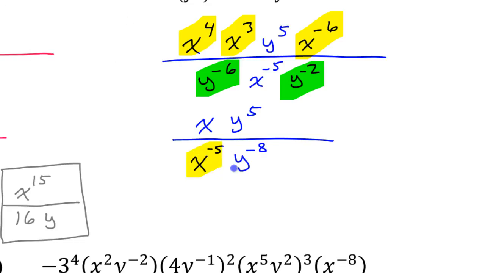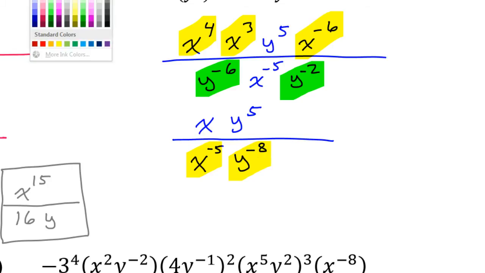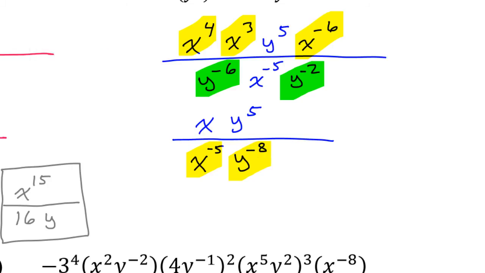Okay, so both of these have negative exponents, so both of these are going to wind up moving. So this needs to go up, and I'm going to wind up with x to the 5th power up there. And this needs to go up, so I'm going to wind up with y to the 8th power up there. As you can see, I'm not going to have a denominator after this is over.